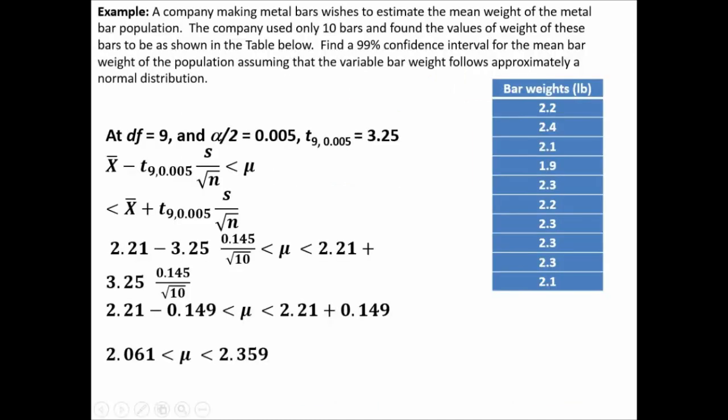And what we have here is a range of the bar weights from 2.061 to 2.359. So again, this is a quick review given the individual values of the sample or the sample observations. In order to estimate, we have to calculate the mean and the standard deviation of the sample as we saw it.